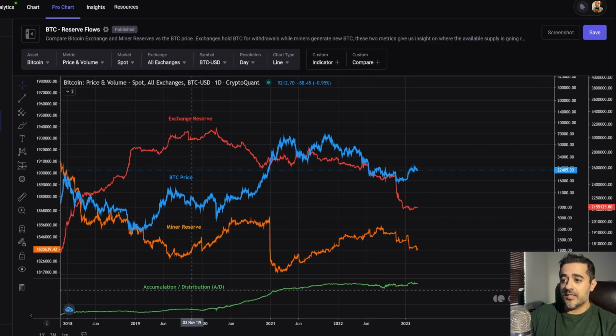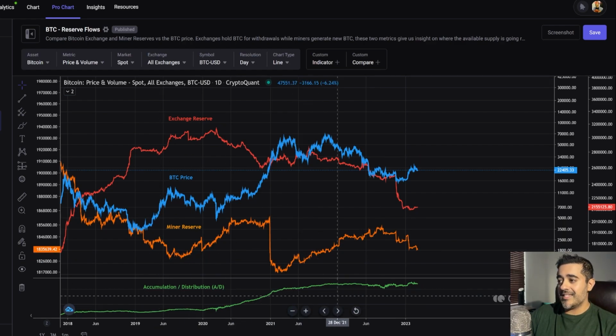The accumulation distribution at the bottom, the AD, is telling us whether we're in an accumulation phase or distribution phase. You normally want to look at this at a higher time frame, so this isn't going to give you too much information because we really want to zoom in to see the accumulation and distribution.